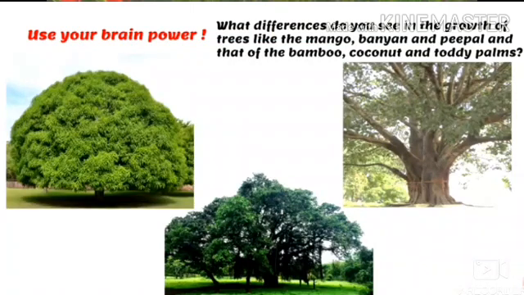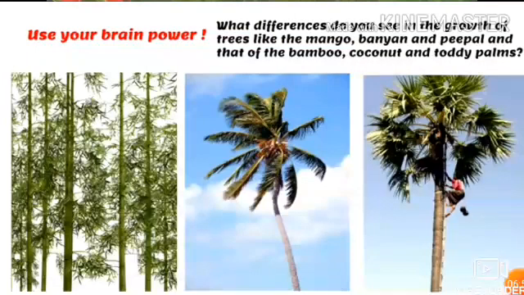See the next picture. The first one is a bamboo tree, the second a coconut tree, and the third a toddy palm. What you observe is that they grow straight. They do not have many branches. They cannot grow widely, they can only grow straight. That is the difference we observe in these pictures. So that is the characteristic of growth in a living thing.